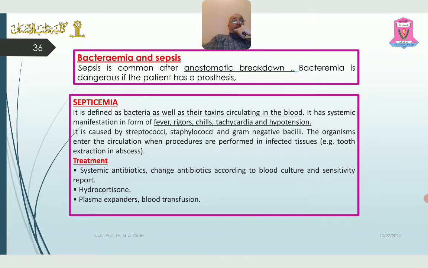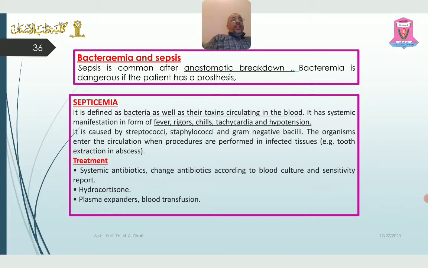اليوم حنبدي بعد تكملة المحاضرة. وصلنا آخر شيء إلى البكتيريميا and sepsis. Bacteremia or sepsis is a common after anastomotic breakdown, and the bacteremia is dangerous if the patient has a prosthesis.